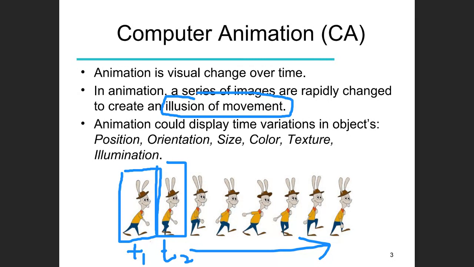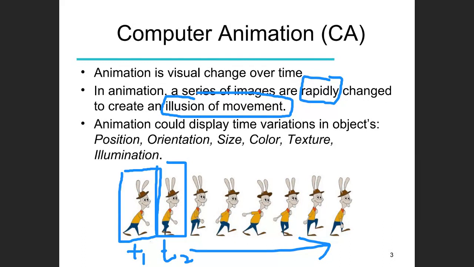Rapidly means we are changing these images very fast. Why are we changing the images very fast? Because we want to create an illusion that some object is doing some motion or movement. If we do not change the images very rapidly, then it will not show continuous or smooth animation. It will look like these images are separate. But when we show these images in a sequence and very fast, then it will appear that these images are continuous and showing continuous motion or movement.